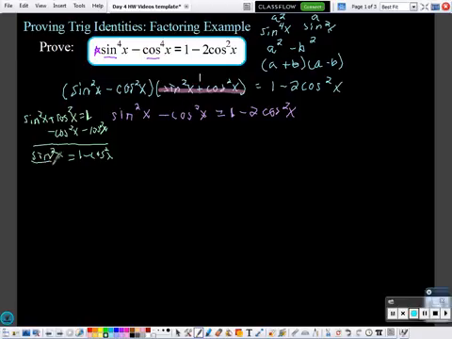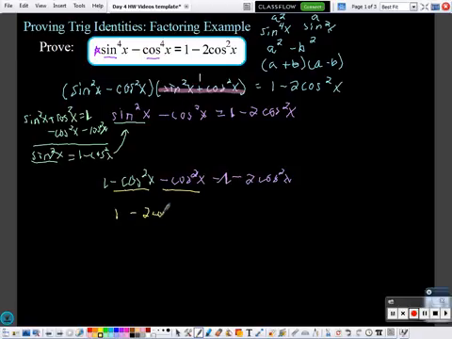So I'm going to take that and replace it into my equation. When I do that, I get 1 minus cosine squared of x minus that original cosine squared of x that was there from the previous line. And we want to show that this is equal to 1 minus 2 cosine squared of x. So now I just want to combine my like terms on the left-hand side and see what happens. If I have a negative cosine squared x here and a negative cosine squared of x here, that gives me 1 minus 2 cosine squared x.